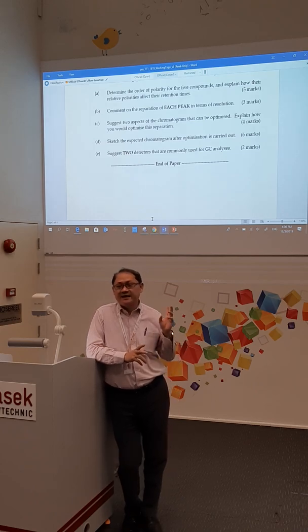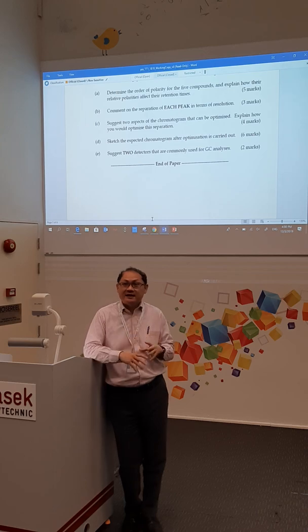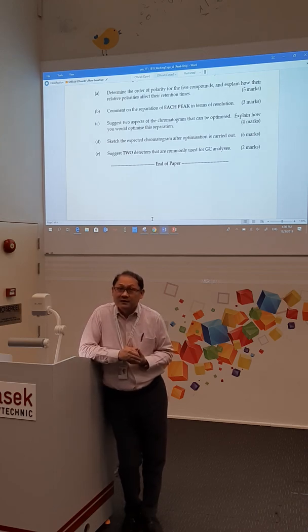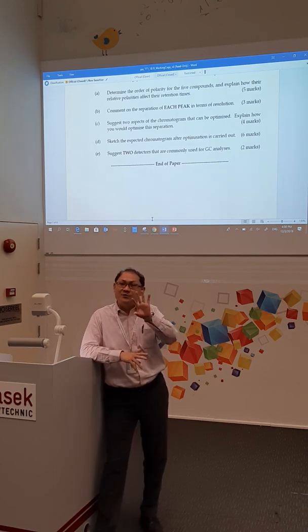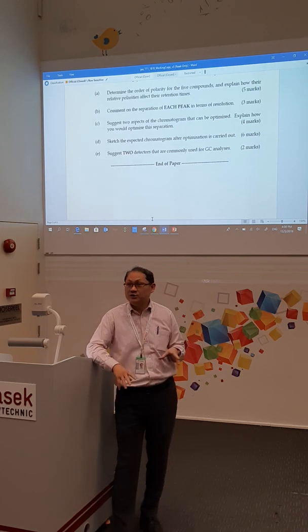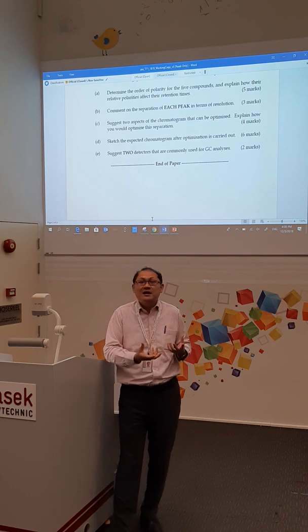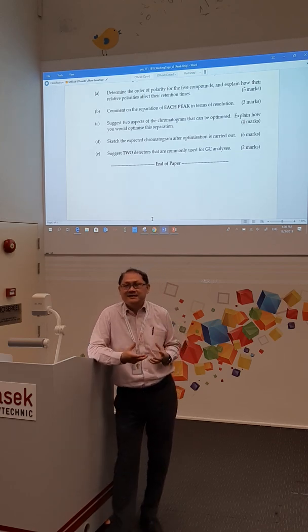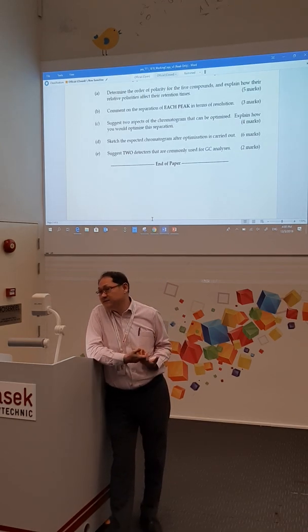Unless it says that some of these compounds are presented at a very, very trace level, then you need to be careful. Then probably you need to rule out the TCD detector first, because we say TCD is a universal type, which is considered an advantage, but usually the TCD detector is not that sensitive.